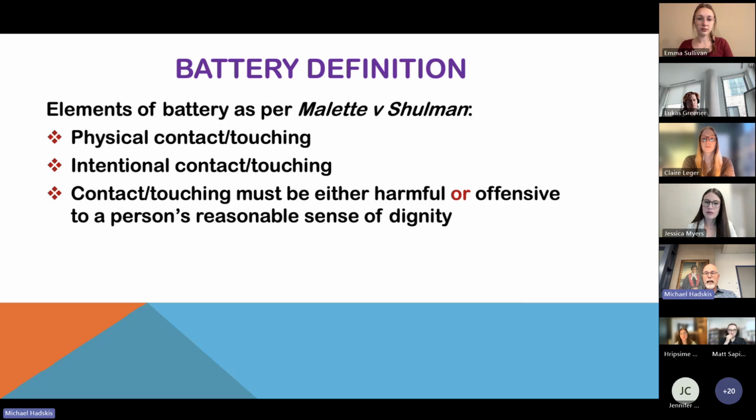Now, applying that to the hypo, is there physical contact? I know one or more of you were wondering whether or not that would constitute physical contact. Does someone, someone who believes that there is physical contact, want to tell us what that consists of? No? Jessica.